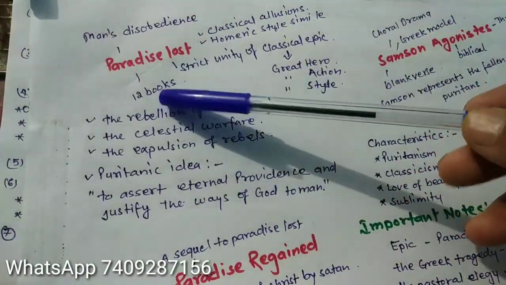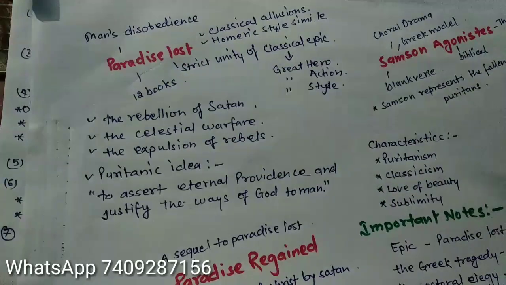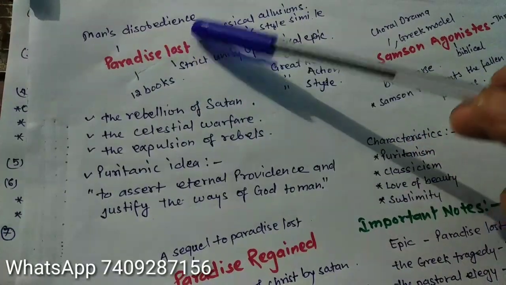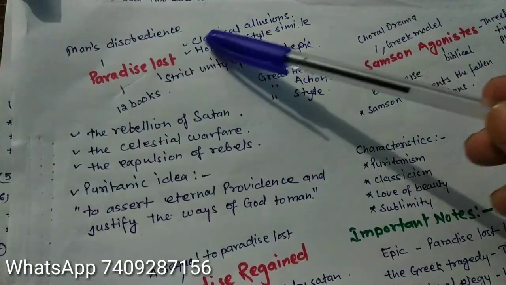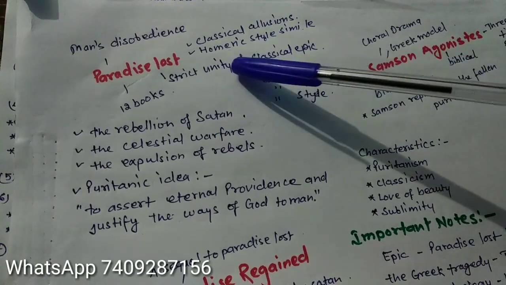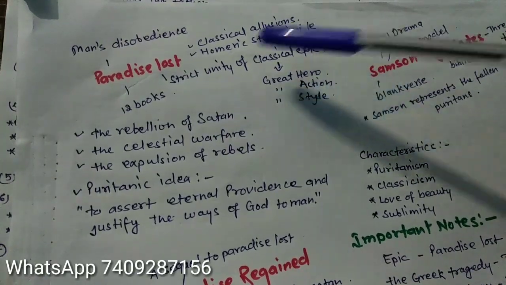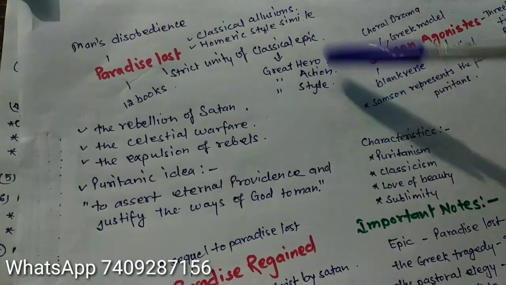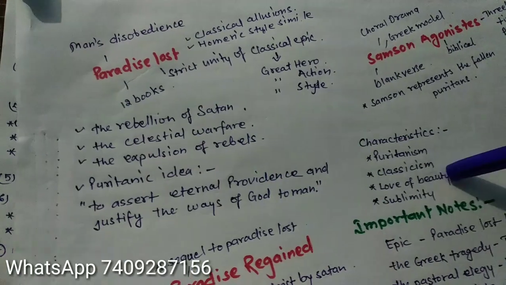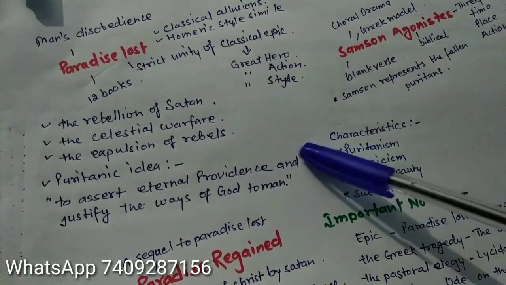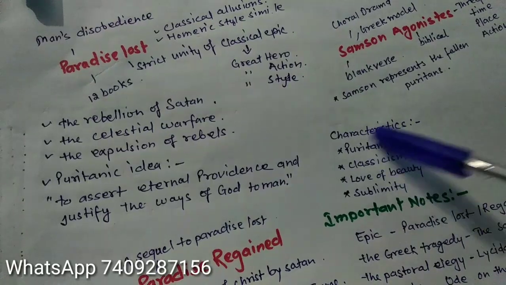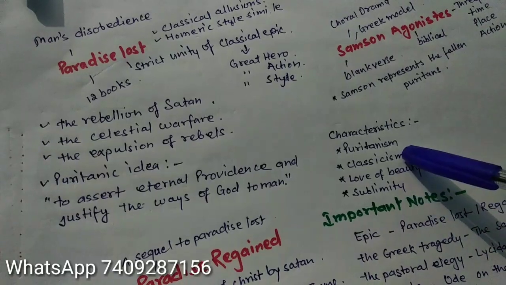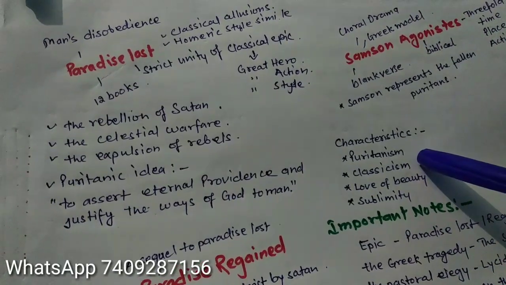The basic knowledge about Paradise Lost is that it consists of 12 books. Man's disobedience is the theme of the work. Milton has used classical allusions and Homeric style similes in this work, with a strict unity of a classical epic. In the works of Milton we will see these characteristics: Puritanism, classicism, love of beauty and sublimity. So you will see classicism here. What do you mean by classicism?